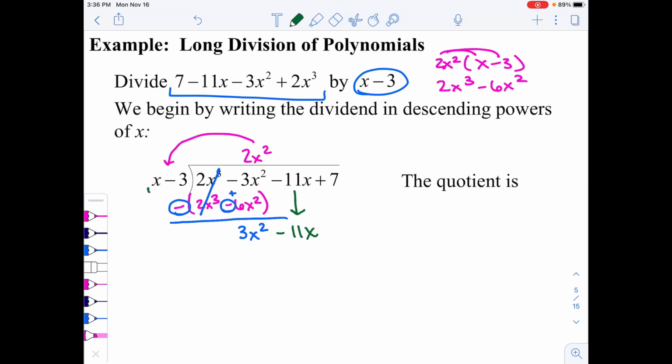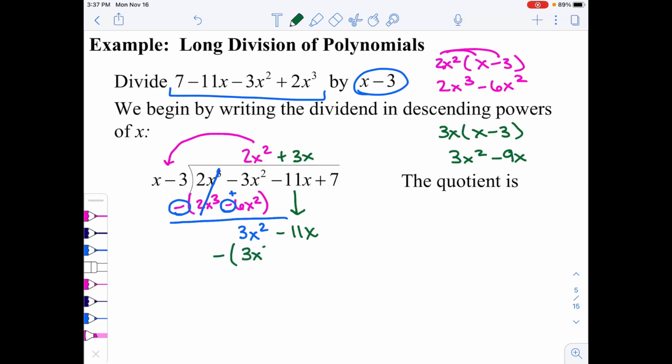And I'm going to follow the same process. So if I have an x minus 3, I'm dividing it into a 3x squared. All I'm going to do is figure out x times what gives me a 3x squared. X times 3x. So I'm going to put a plus 3x up here. And I'm going to go about doing my multiplication. So if you need to multiply off to the side, 3x multiplies by an x minus 3 gives us a 3x squared minus 9x.